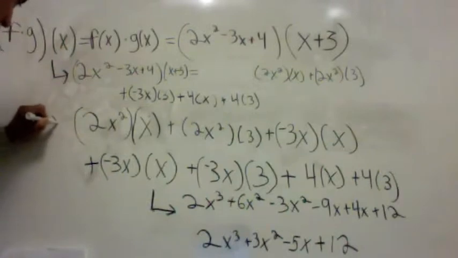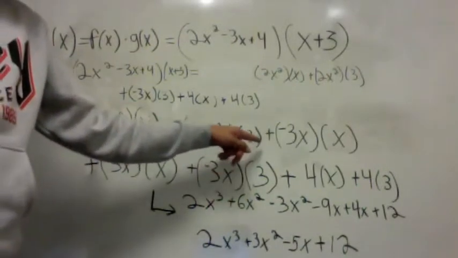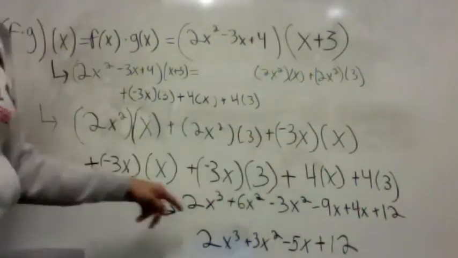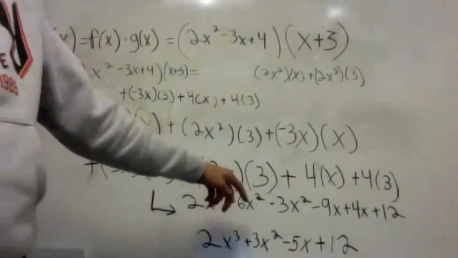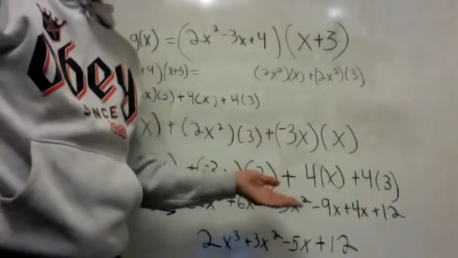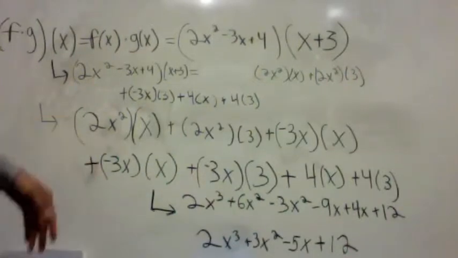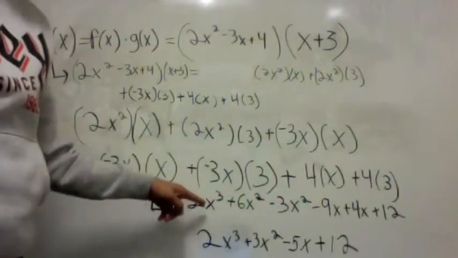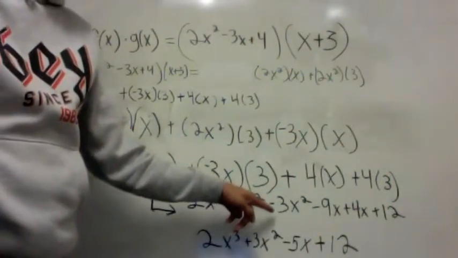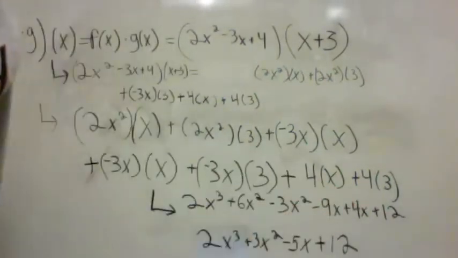And once you simplify those and distribute them, you get 2x squared times x plus 2x squared times 3 plus negative 3x times x plus negative 3x times 3 plus 4x plus 4 times x plus 4 times 3, and further simplifying is 2x to the third plus 6x squared minus 3x squared minus 9x plus 4x plus 12.